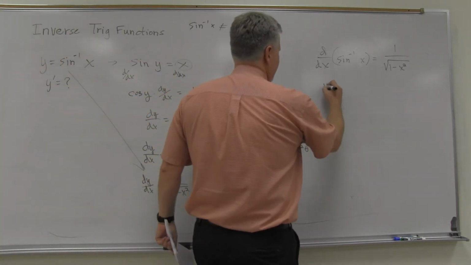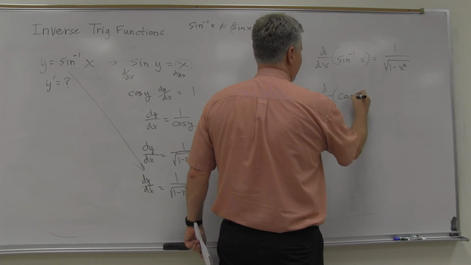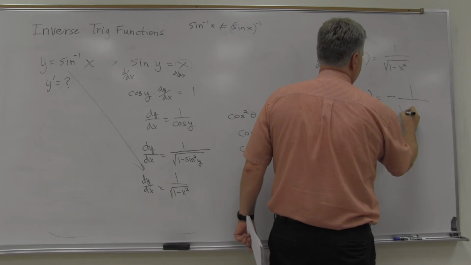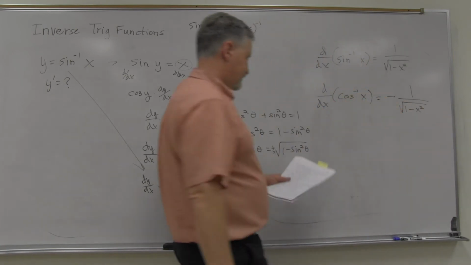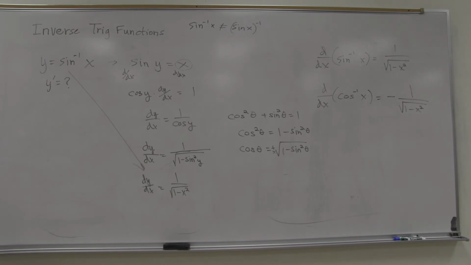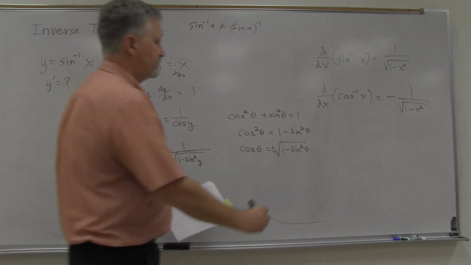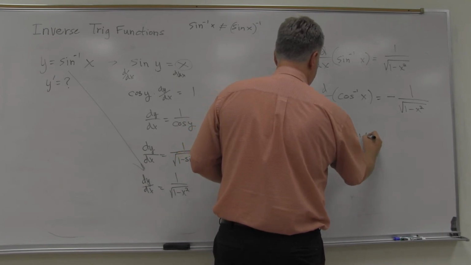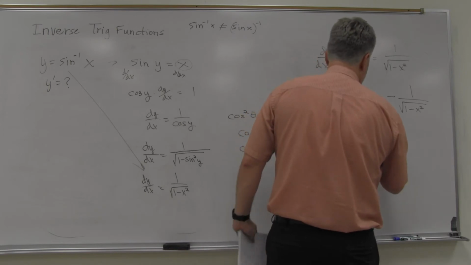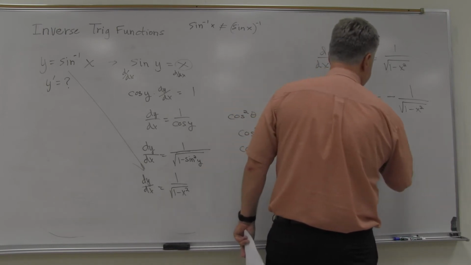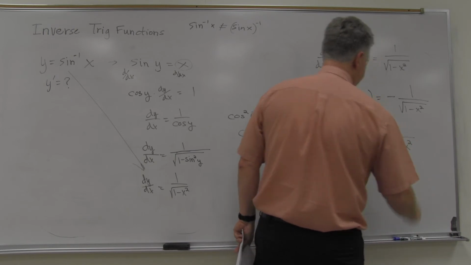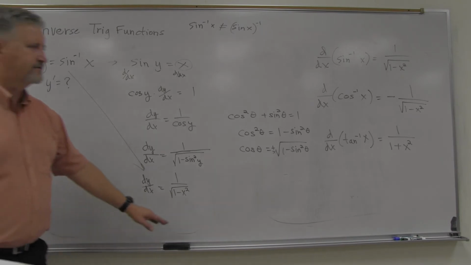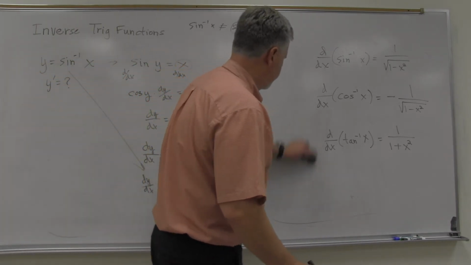All right, we won't go through it, but similarly, we can do the cosine inverse of x. It turns out it's the negative of that, negative 1 over the square root of 1 minus x squared. Tangent inverse, it's pretty nice too. Matter of fact, it's nicer. It's usually written 1 over 1 plus x squared. So the derivative of the tangent inverse is 1 over 1 plus x squared.